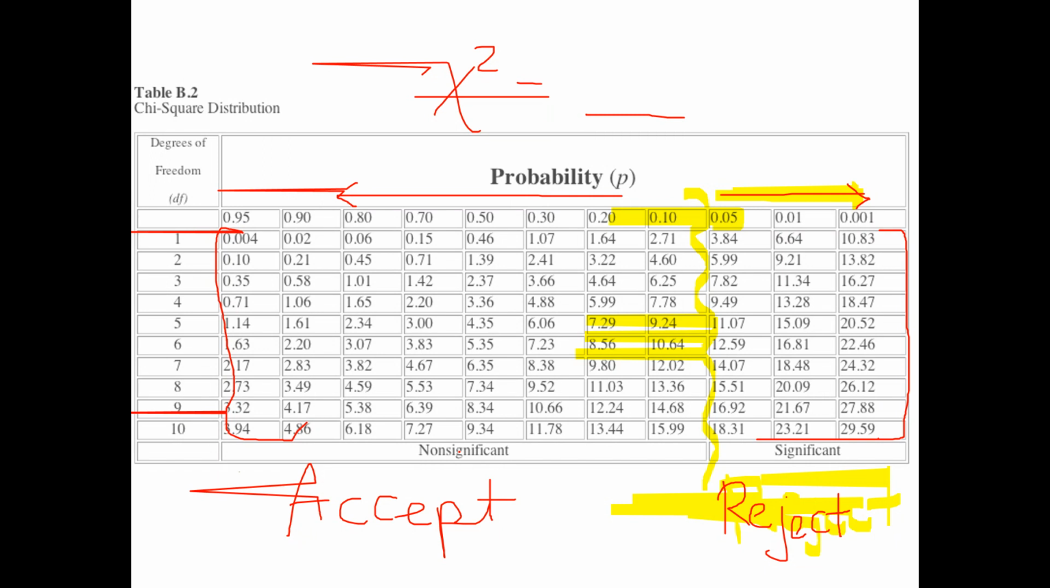So what we are testing is close enough to what we should have gotten, and we're going to accept. We're going to accept that that is a fair coin. We're going to accept that that is our inheritance pattern. So let me just give you an example.